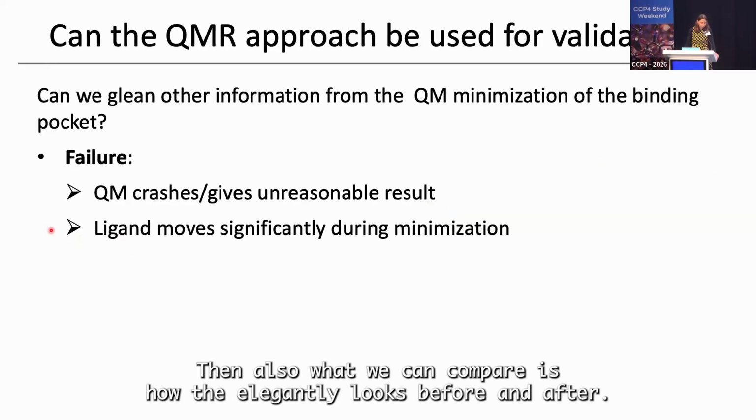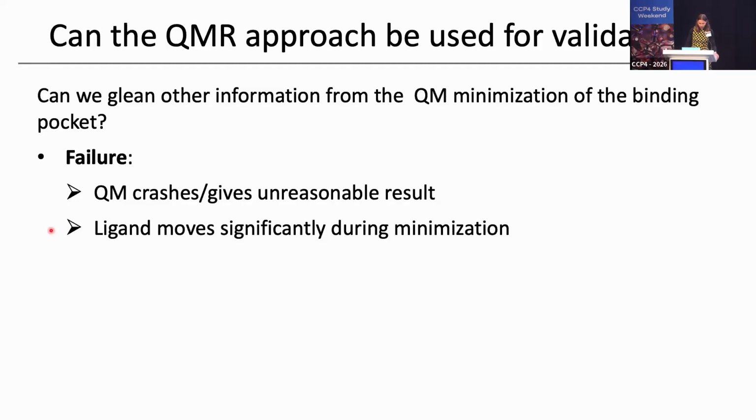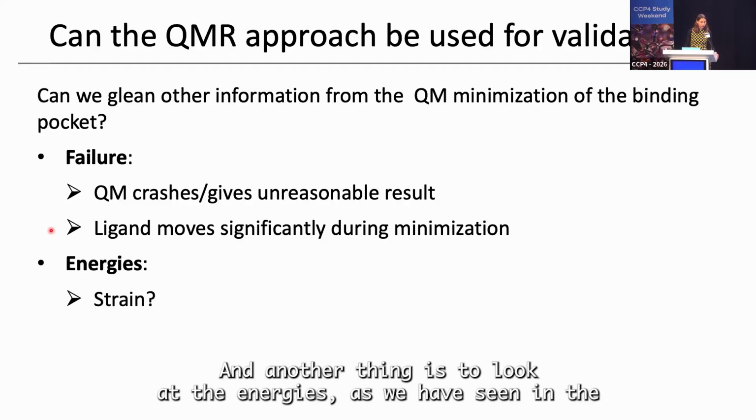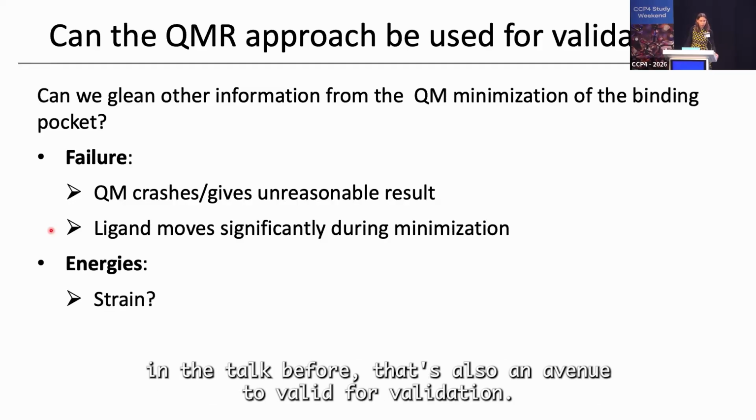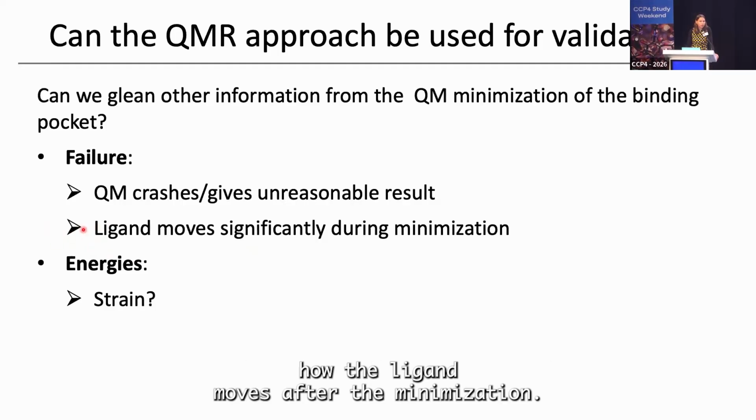Then also what we can compare is how the ligand looks before and after. So we can calculate the RMSD before minimization and after minimization. And another thing is to look at energies, as we have seen in the talk before. That's also an avenue for validation. In the example that I want to show, I will focus on how the ligand moves after the minimization.